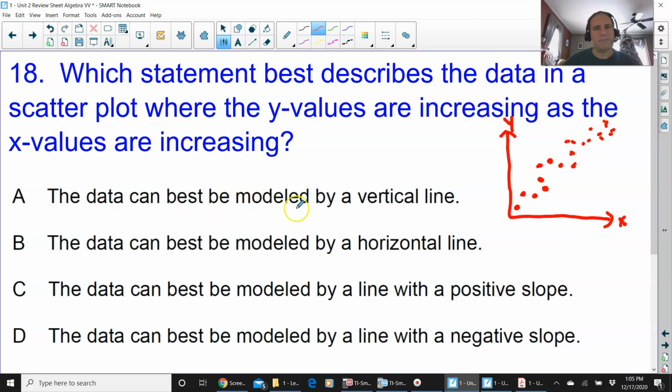The data can best be modeled by a vertical line. No, that's not a vertical line. Data by horizontal line? No. Data can best be modeled by a positive slope. All right, so let's just take a look. Yes. Oh, there's my trend line. Yes, it's not a negative, it's positive. So this is out. Remember, to answer this question, really just sketch something on the side. It takes 2 seconds, and you'll get the question correct.